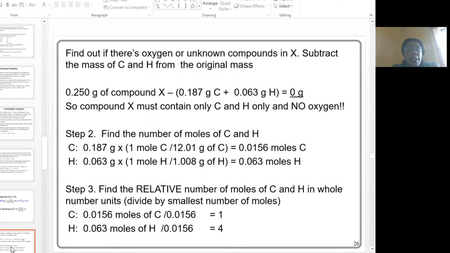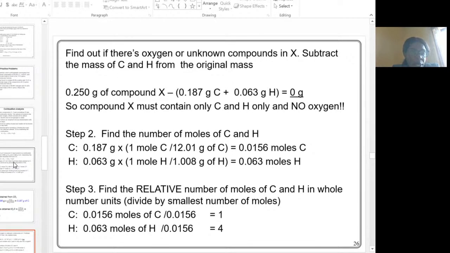Step two is to find out if there's oxygen or unknown elements in X. Since you now know the masses of carbon and hydrogen, all you need to do is subtract their masses from the mass of the original compound X.